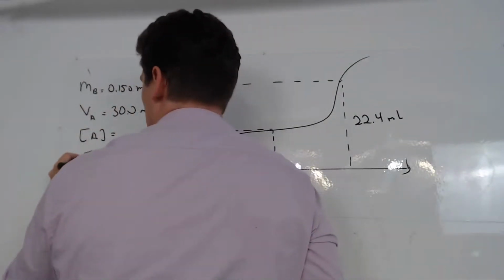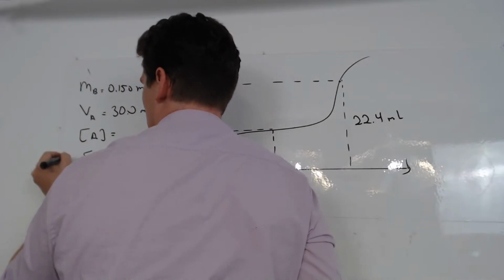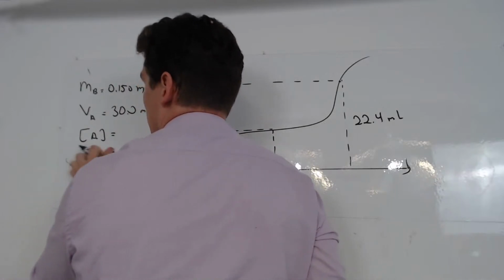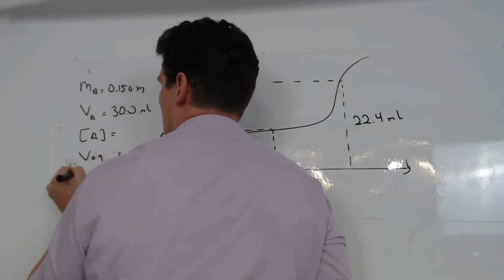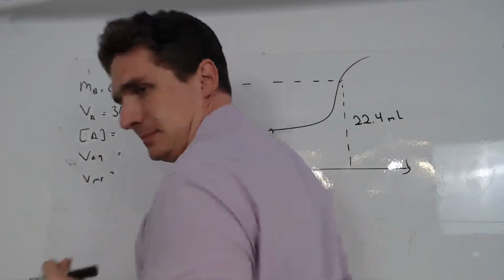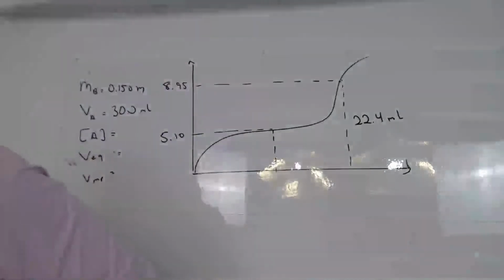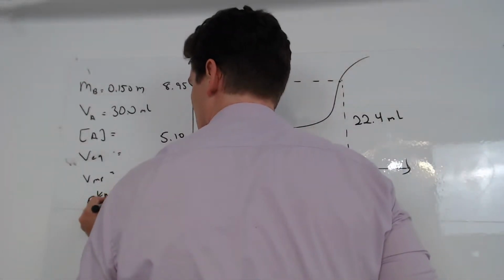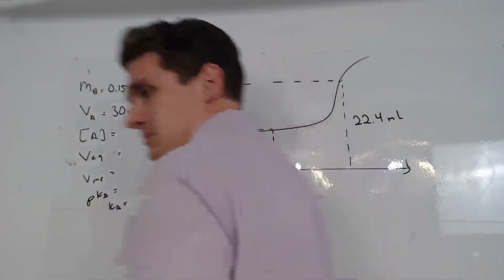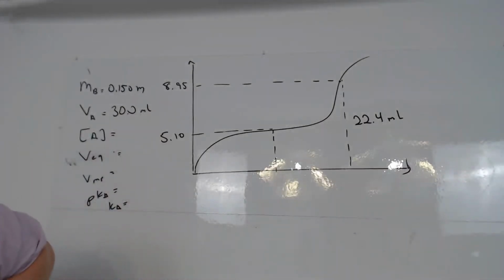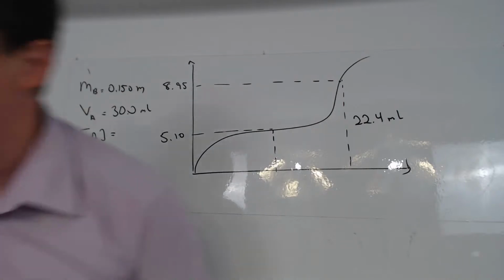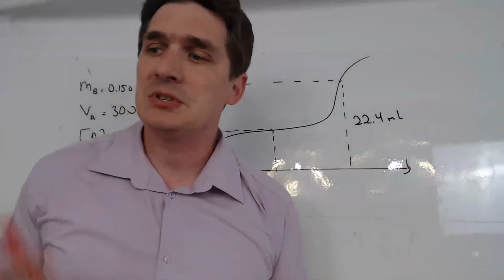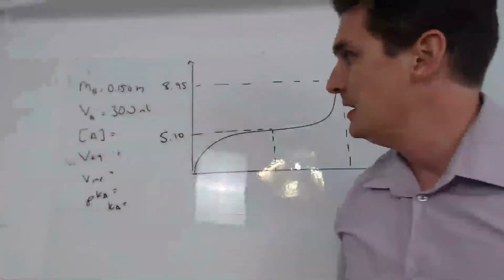the equivalence point, sorry, the volume of the equivalence point, VEQ, the volume at the midpoint, and there's more down there, the pKa and the Ka. So I'm going to assume you all have got up to page 21. So let's talk about how to work this type of problem.